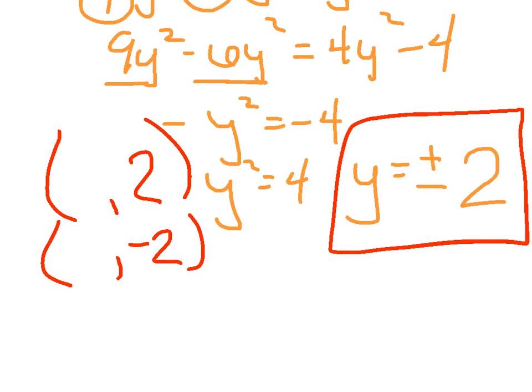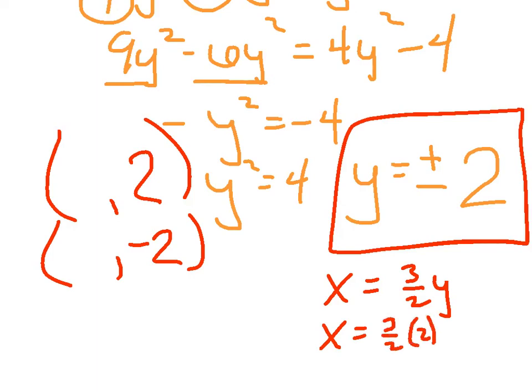So if I keep that in mind, if x equals 3/2 y, and I plug in positive 2, x equals 3/2 times positive 2, that gets me 3. And if I plug in negative 2, that gets me negative 3. So I've got two values.